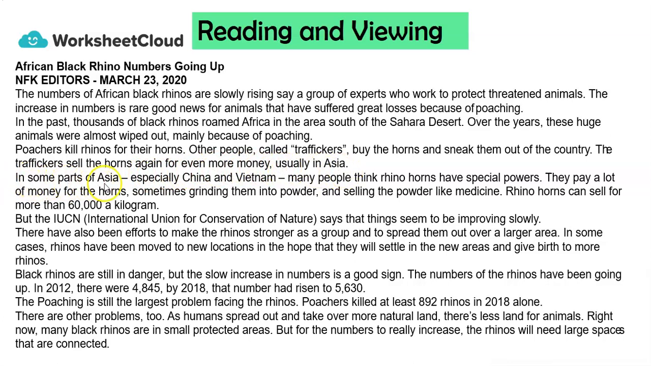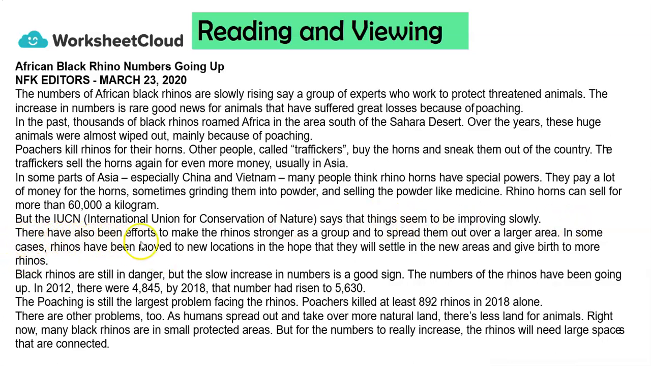In some parts of Asia, especially China and Vietnam, many people think rhino horns have special powers. They pay a lot of money for the horns, sometimes grinding them into powder and selling the powder like medicine. Rhino horns can sell for more than $60,000 a kilogram. But the IUCN, International Union for Conservation of Nature, says that things seem to be improving slowly.